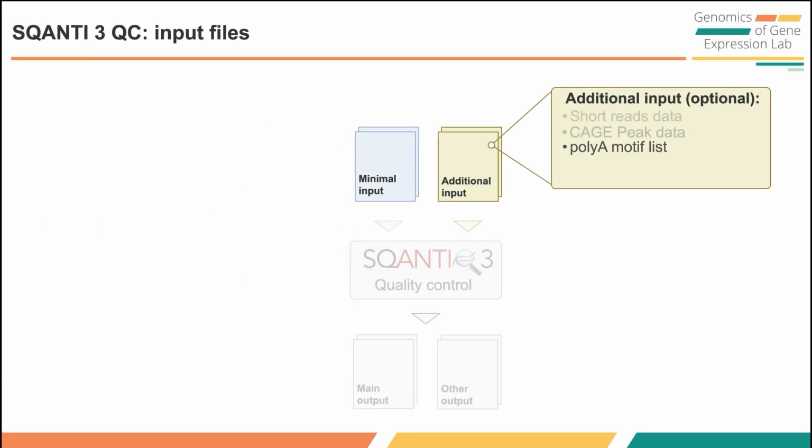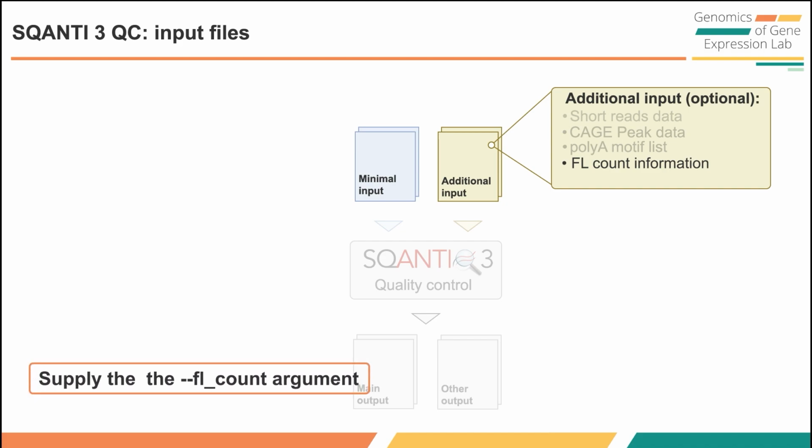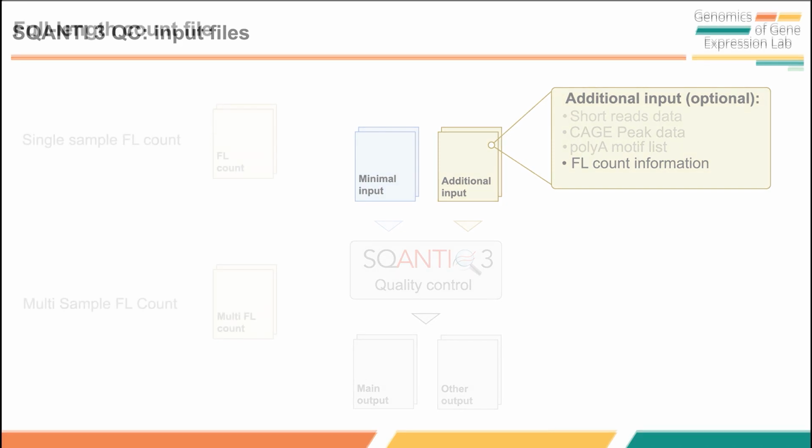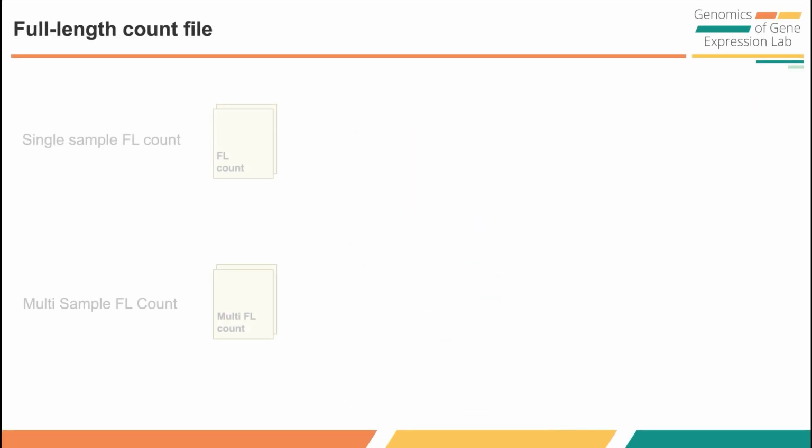The full-length count information file is next, which supports full-length counts from the PacBio Iso-Seq pipeline provided through the --fl_count argument. There are mainly two acceptable formats. The first one is the single-sample full-length count. A single-sample full-length count file is automatically produced by the Iso-Seq with mapping pipeline with the following format.